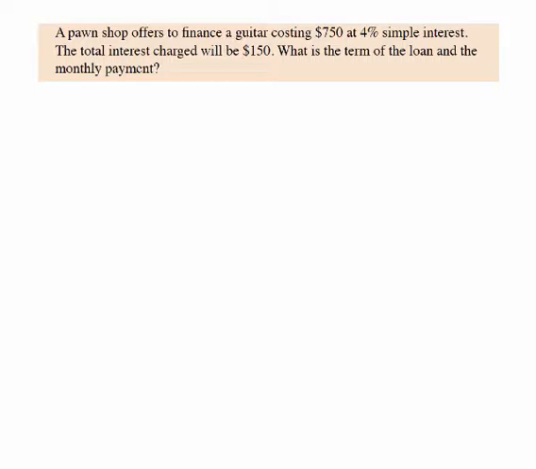So, pawn shop offers to finance a guitar costing $750. There's our principal amount. That's what's being financed. At 4% simple interest, so our interest rate is 0.04, meaning in our formulas we're going to use R equals 0.04. The total interest charge will be $150. So the amount of interest I is $150.